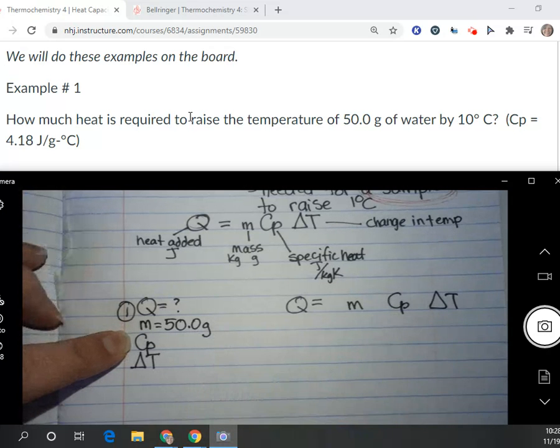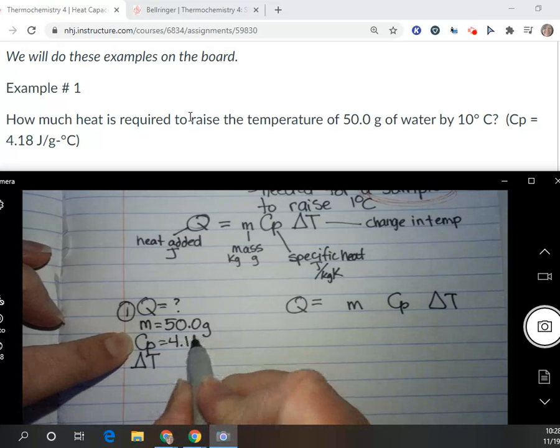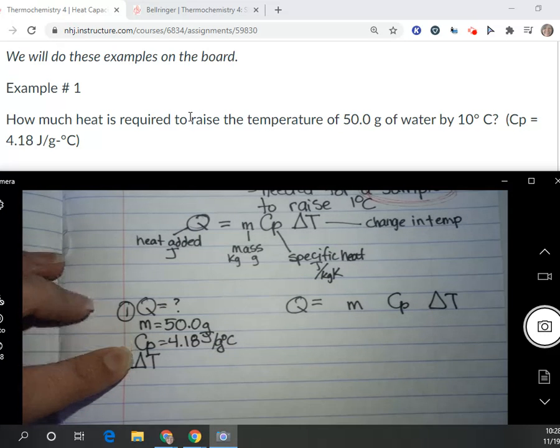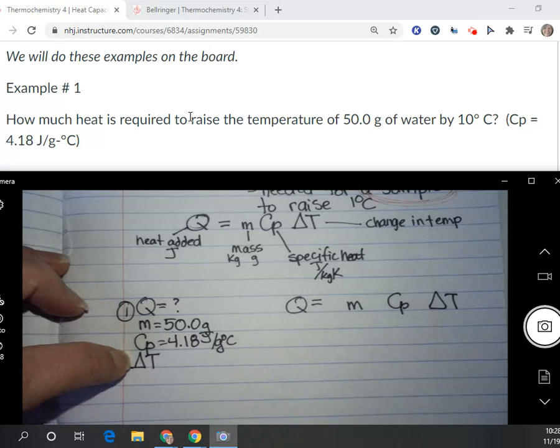My CP is listed right there at the end of the question. And you guys will probably end up memorizing the specific heat of water. Okay, now I've got another variable. What do I got to do? Okay, how much heat is required to raise the temperature of 50 grams of water by 10 degrees?